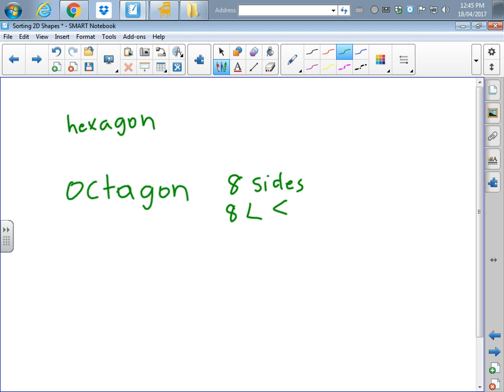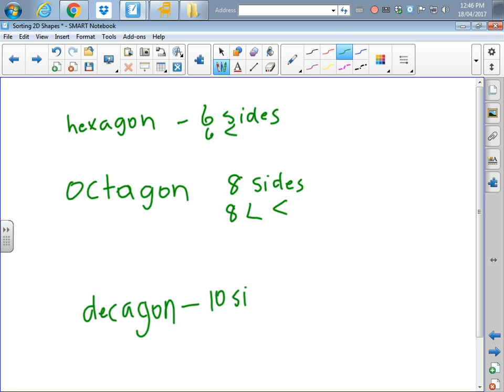Yep. 6 sides and 6 angles. Evan. Decagon. What do you know about a decagon? It has 10 sides and 10 angles. Okay, how can you remember decagon as 10? Because a decade is 10 years, so a dec, it gives it away because it's like a deca.